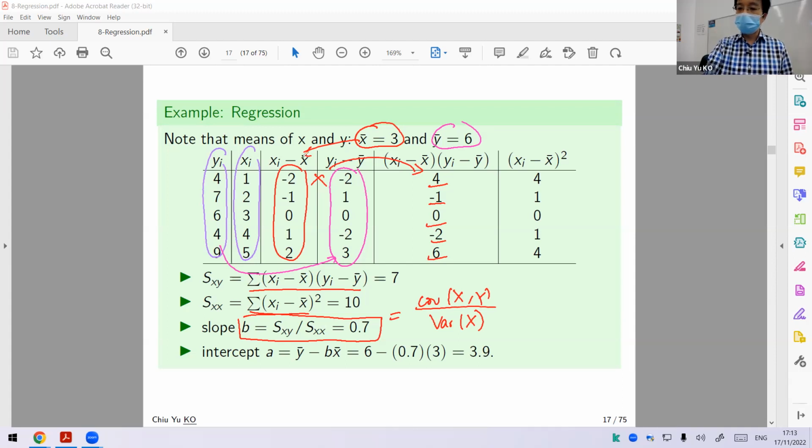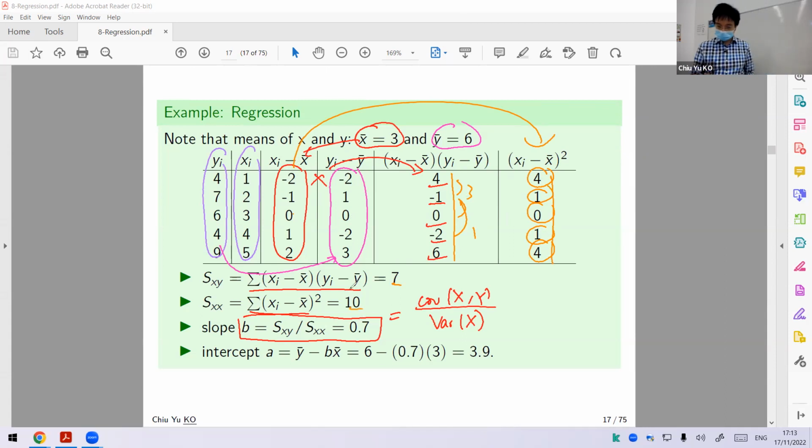And then lastly, you have the square of this column: 4, 1, 0, 1, 4. You add up this column, 4, 1, 0, 2, 3, that's 6, that's 7, right? And adding up the other column gives 10. So that's why the slope is 0.7. Once you know this is 0.7, you just put in the slope: 0.7 times 3, so this is 3.9.